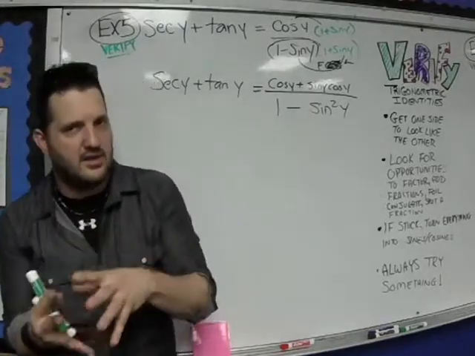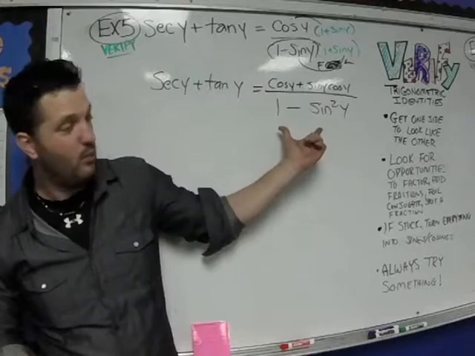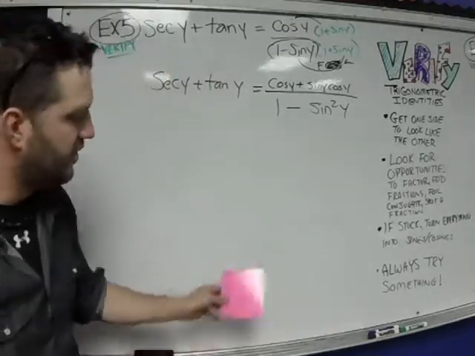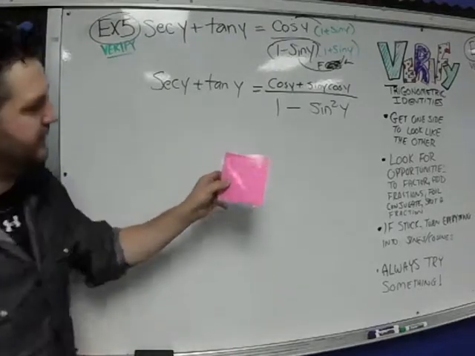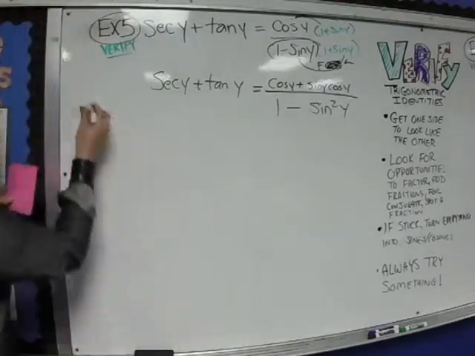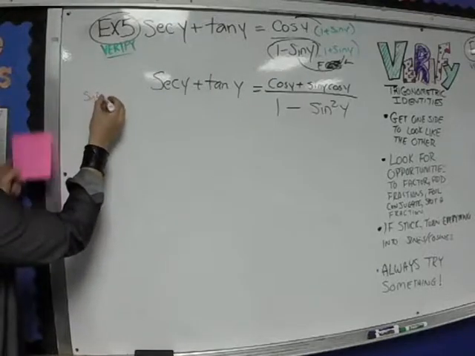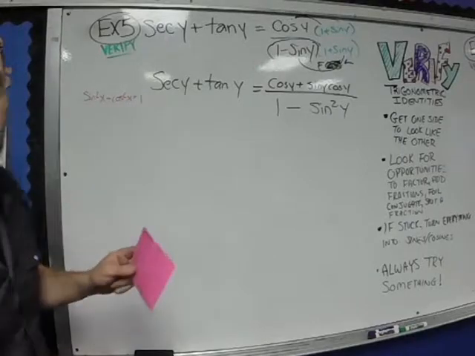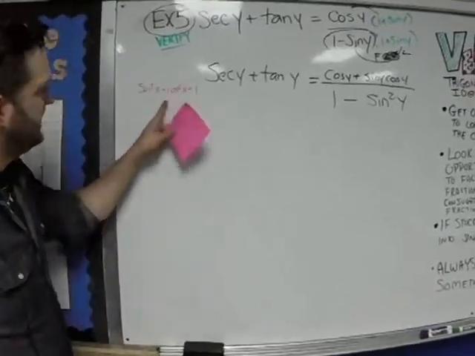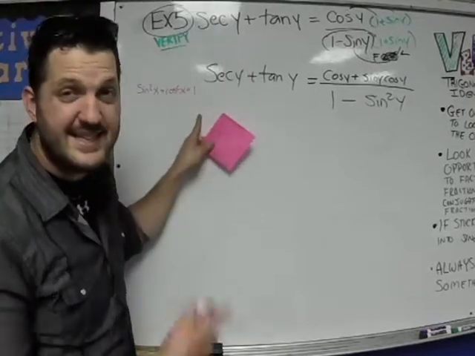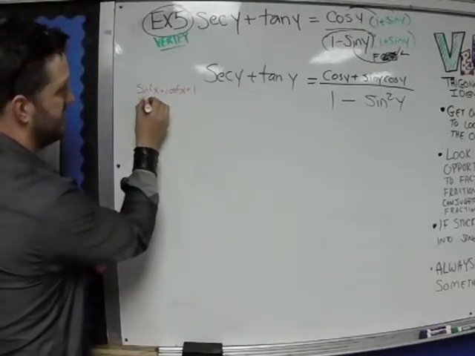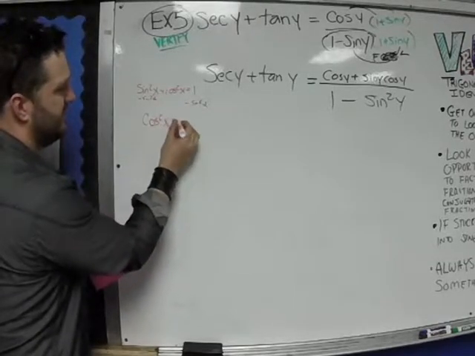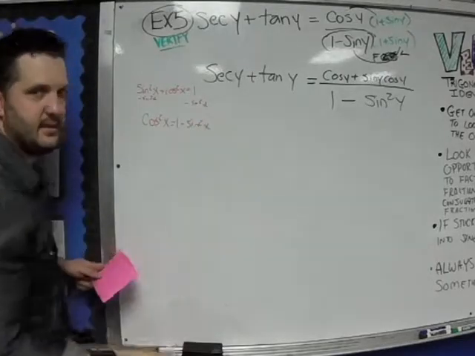The reason why the conjugate helps a lot is because it creates something like 1 minus sine squared y. Why is it good to create that? If you look at your identities, the very first one in the Pythagorean identities says sine squared x plus cosine squared x equals 1. Well, you can always manipulate this so it looks like 1 minus sine squared. So I'm just going to subtract the sine squared on each side, and then I would get cosine squared x equals 1 minus sine squared x.